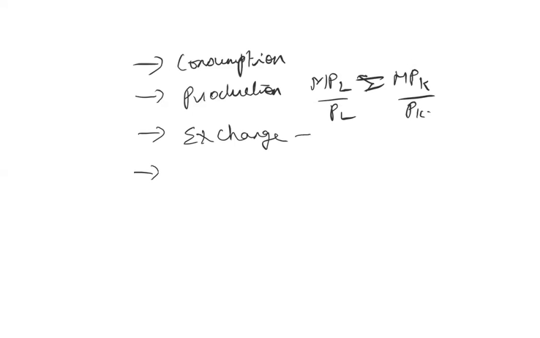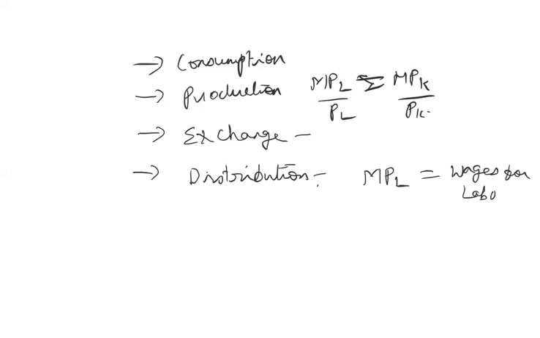And finally, distribution. Distribution, I said, is the reward paid for each and every factor. How are the rewards paid? The marginal productivity of labor is equal to wages for labor. How much is the productivity of the labor force? The producer is going to pay that same amount to labor. The marginal productivity of land is equal to the price of land. Like that, the reward for each and every factor of production is measured according to its marginal productivity. So this is the practical importance of this law.